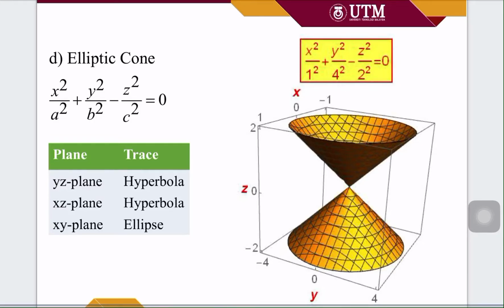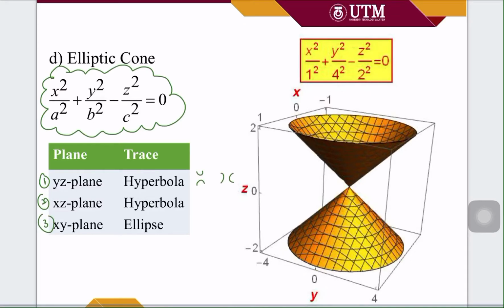Now the elliptic cone. This is the standard equation, where z is negative. We have no missing variable, so we still have three traces: hyperbola, and ellipse also.